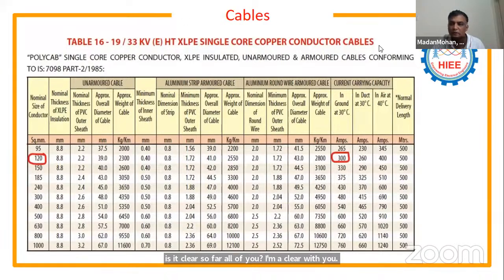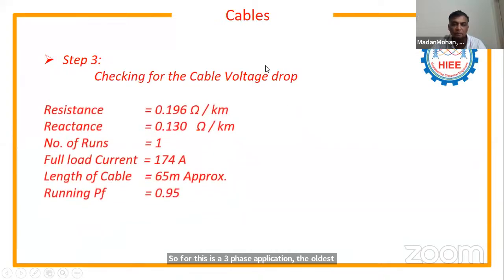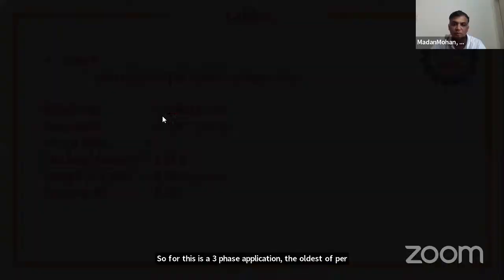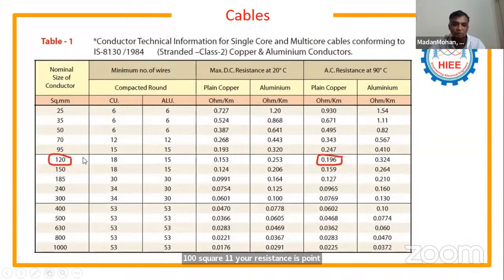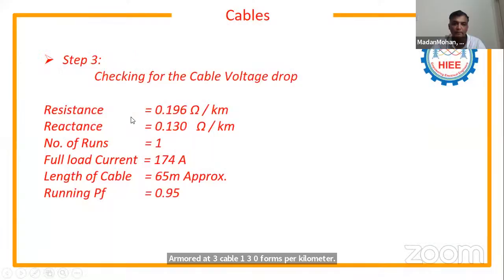Yes, thank you. So, next we have to check the voltage drop of the cable. This is a three-phase application, so for the voltage drop formula with 120 square mm, your AC resistance for copper is 0.196 ohms per kilometer. And reactance is taken like this: approximate reactance for a 120 square mm armored earthed cable is 130 ohms per kilometer, and the number of runs is 1.